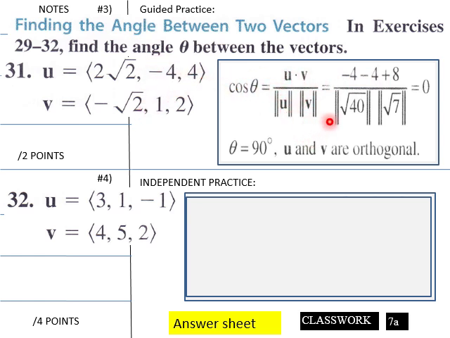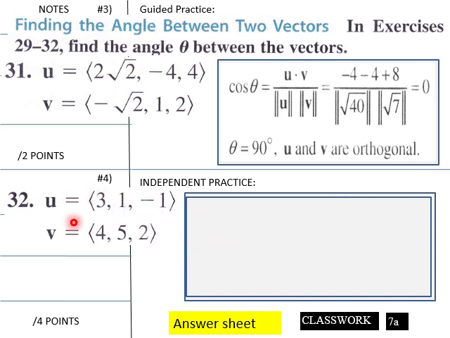And then our magnitudes here for u would be radical 40, and then the magnitude of v would be radical 7 here. And then this becomes 0 in your numerator, so it becomes 0. So cosine theta is 0, so theta equals 90 degrees. When the cosine is 0, the angle is 90 degrees, and u and v are therefore what's called orthogonal.